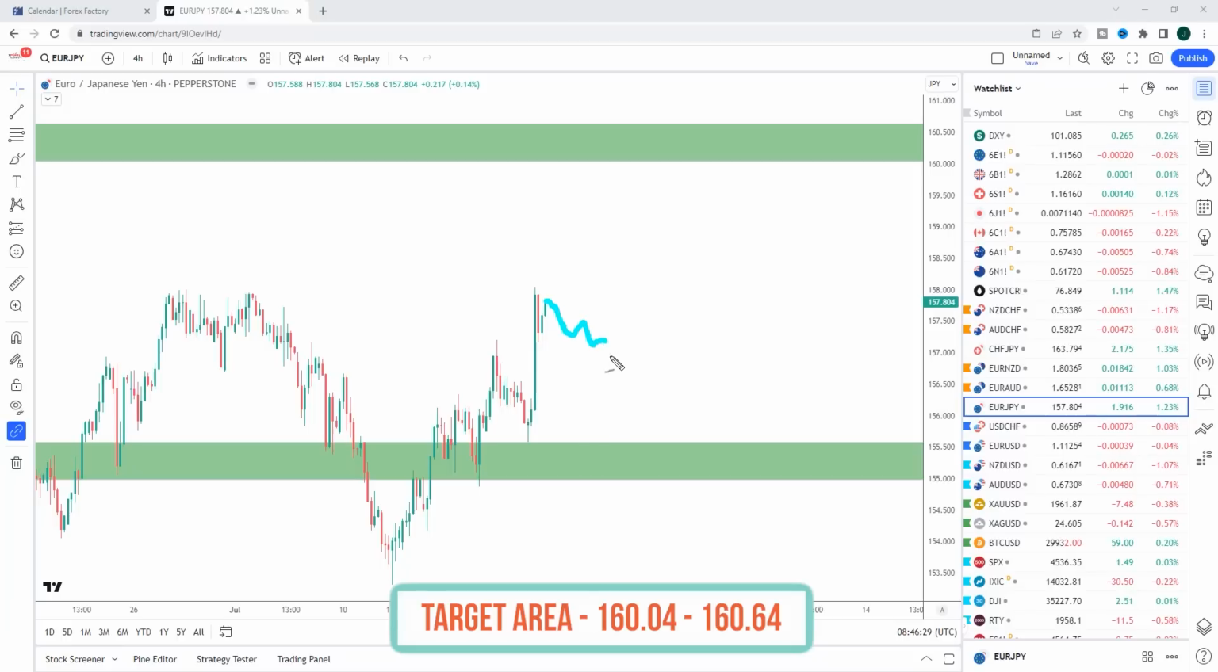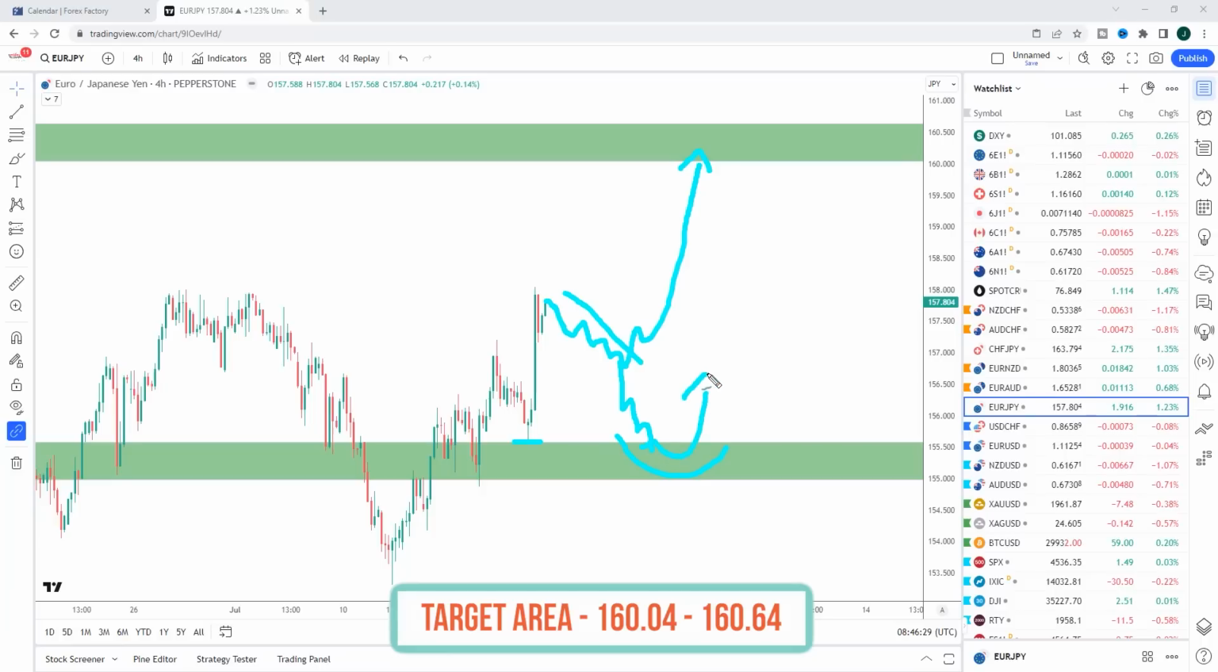Any pullback in this market, I'm going to be looking for a potential breakout to the upside into the 160 area. And of course, if we pull all the way back and we test this low over here, this would be the opportunity to start to look for a potential bounce in Euro Yen.